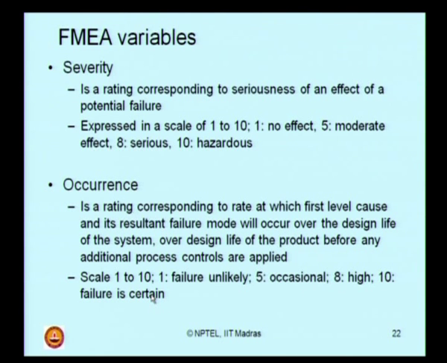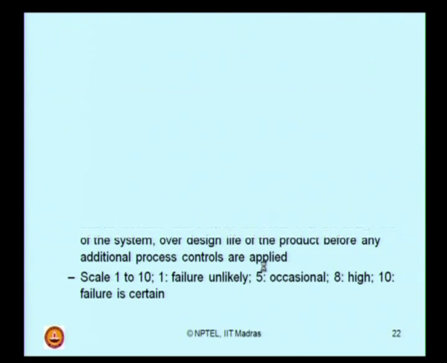So what is the guarantee that the failure of the identified failure mode will occur? That is what we speak about here in a 10-point scale. 1 means unlikely and 10 means certainly going to occur.